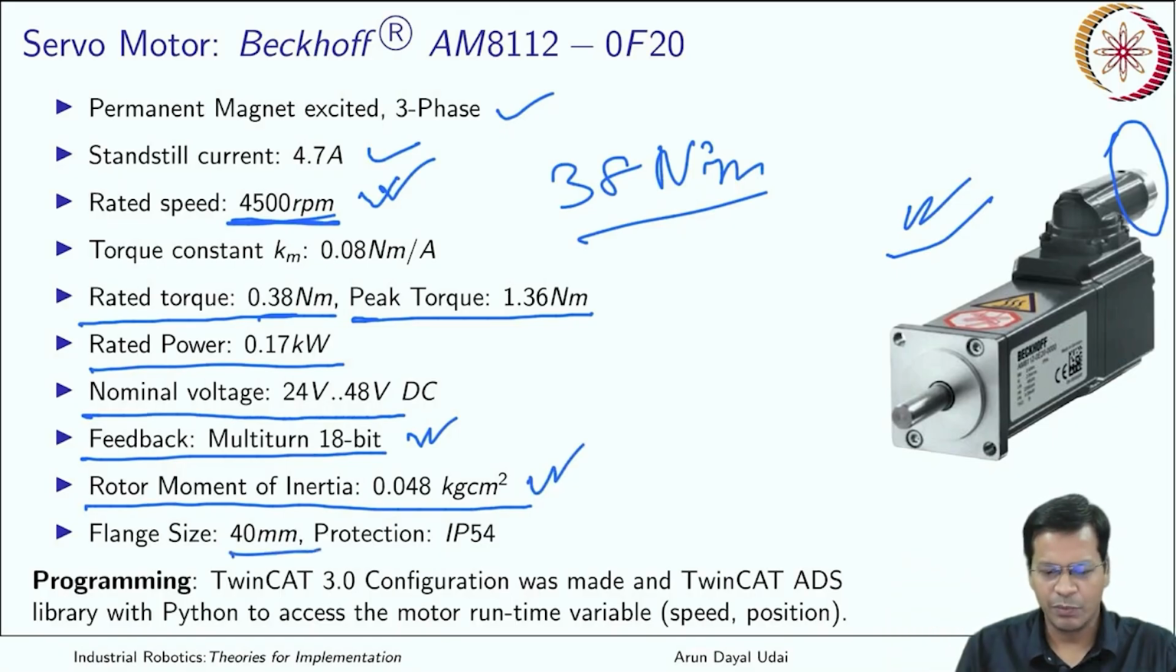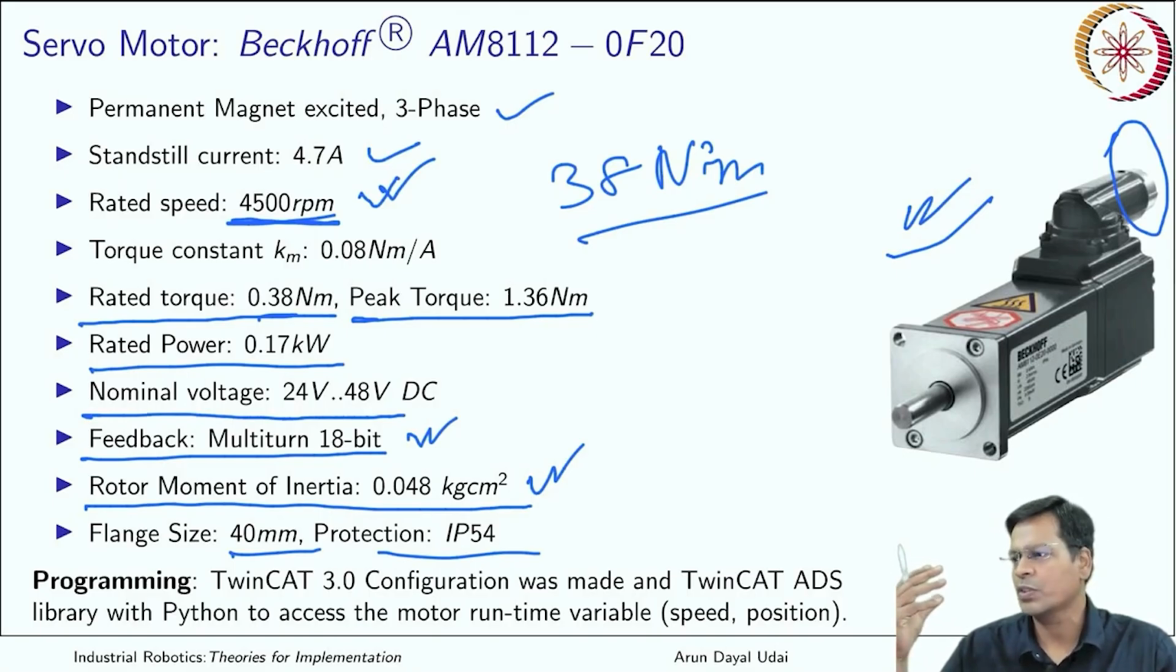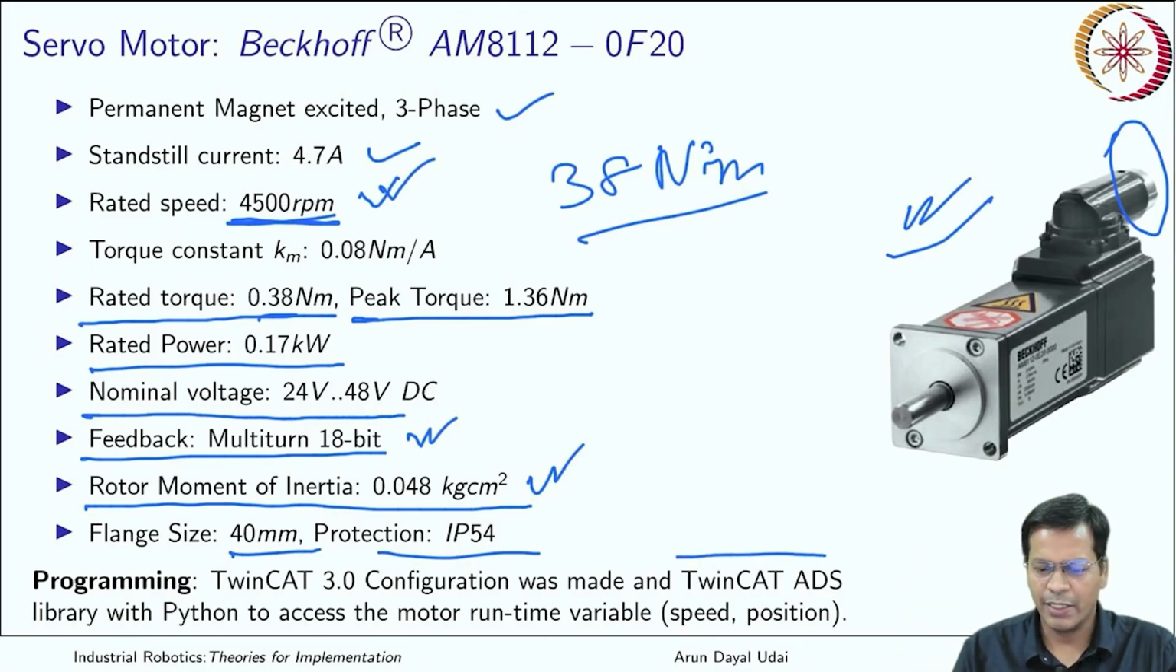Depending on your application, you have to select one of them. Protection is IP54. Again, I am going to use the TwinCAT 3 configuration that I made, similar to the DC motor or BLDC motor or stepper motor. We will do a similar sort of arrangement here also. And I will be using the TwinCAT ADS library that I will be importing to the Python environment to access the runtime variables, speed and position.